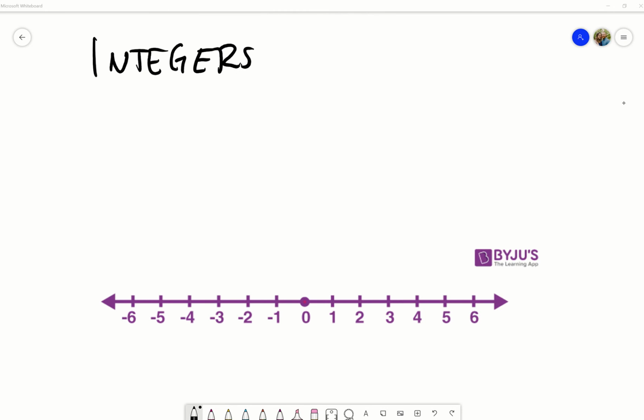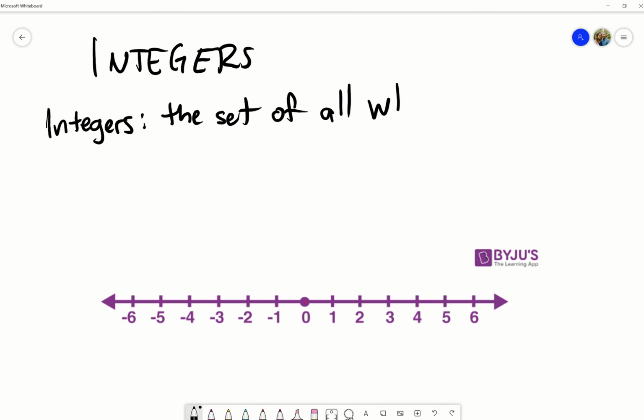So, technically, integers are defined as the set of all whole numbers and their opposites.